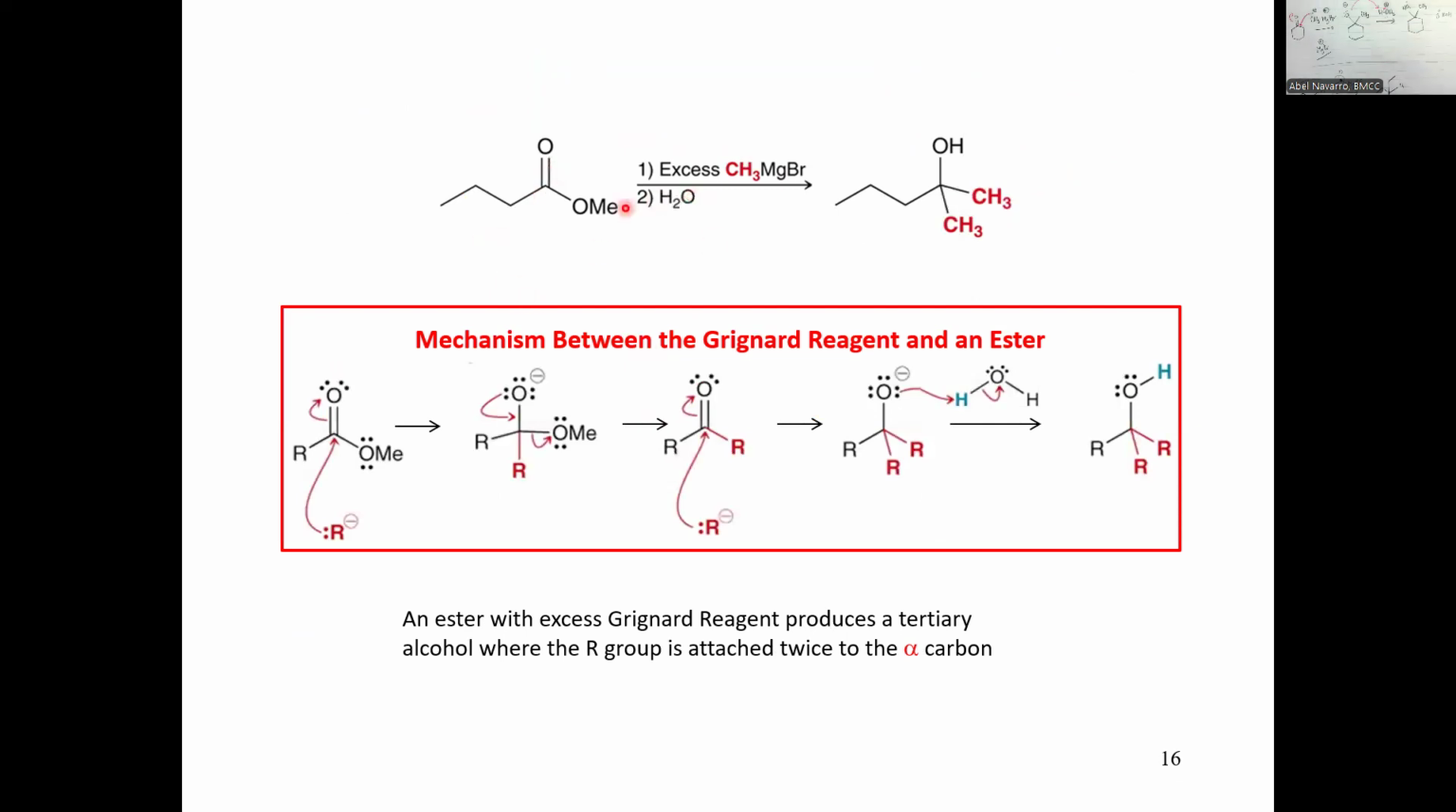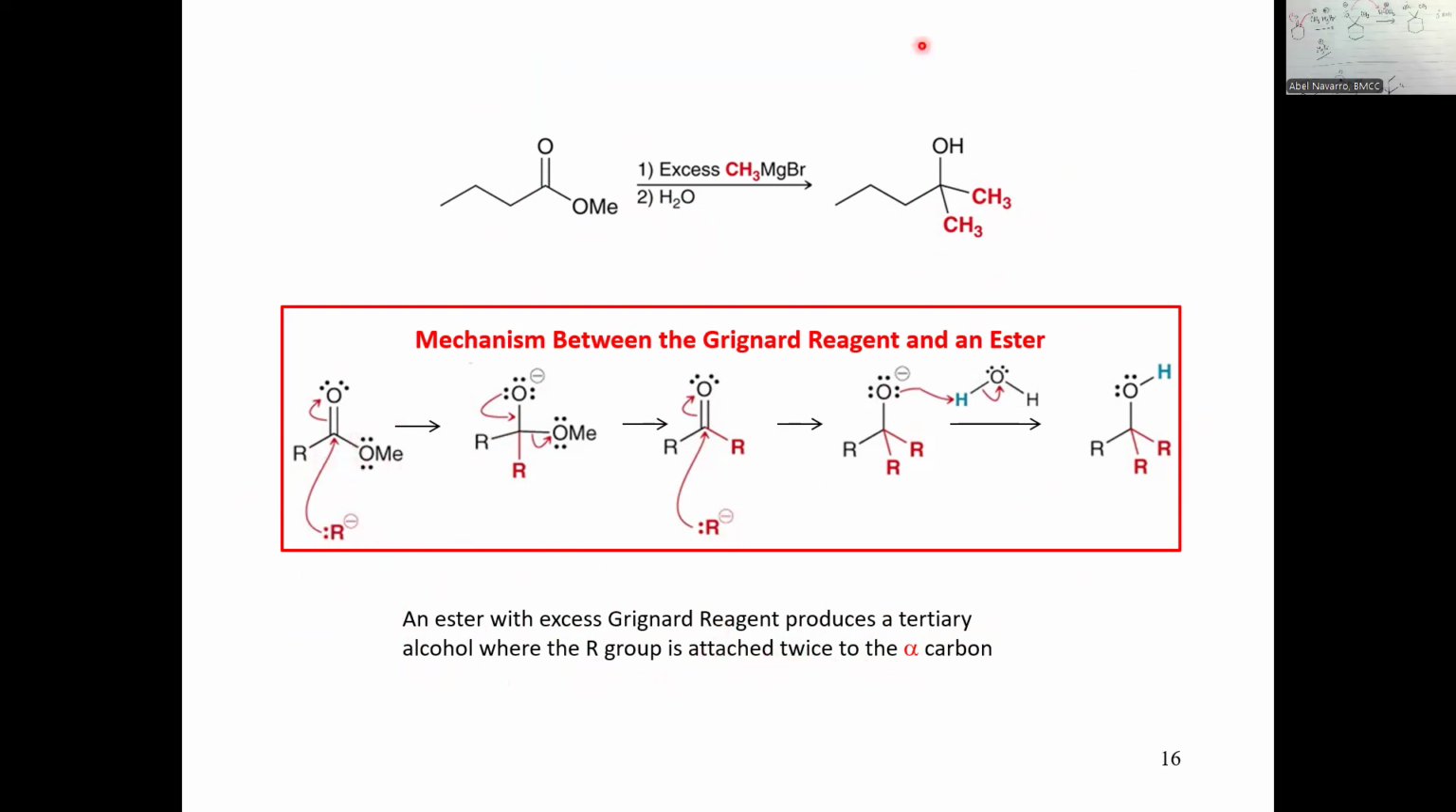Esters will also react with Grignard, and will produce a tertiary alcohol as well. But that one will undergo 2 Grignard additions. Why? Because after the first Grignard addition, you will get a ketone. But ketones also react with Grignard. So 2 sequential Grignard additions will give you the tertiary alcohol. Excess Grignard reagent will give you a tertiary alcohol where the R group is attached twice. So the Grignard adds twice.